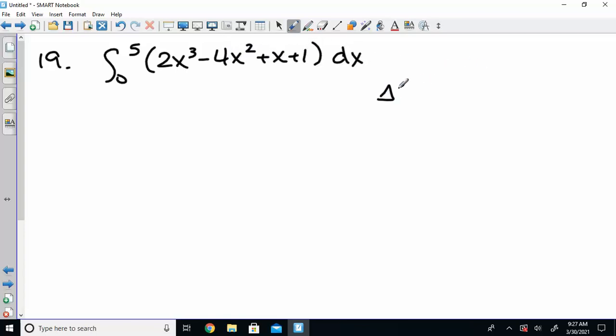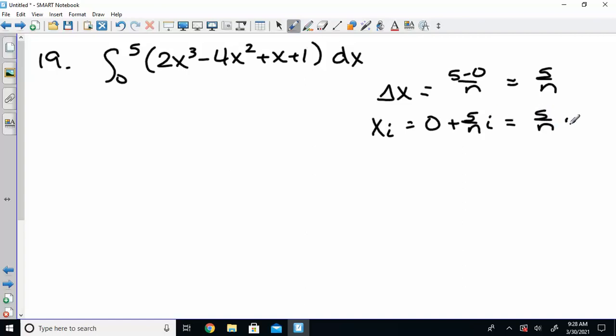So we need to find the change in x and the x sub i first. Change in x is your ending minus your beginning divided by n. So that's 5 over n. x sub i is your starting plus your change in x times i. So we get 5 over n times i.